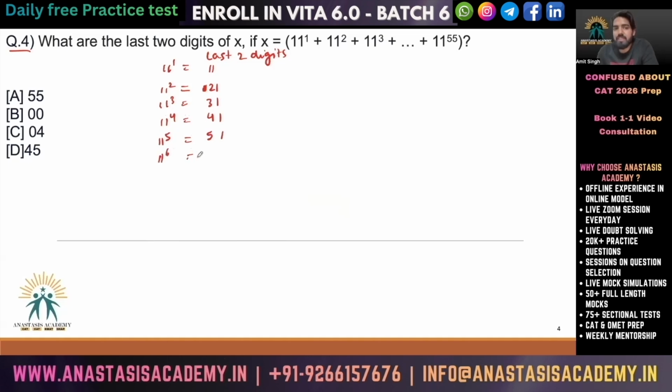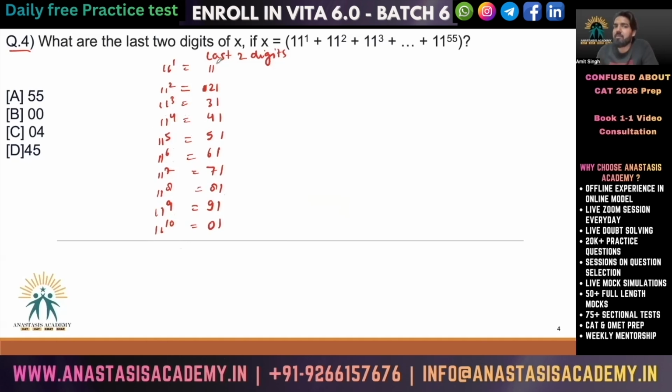Raised to the power 6, it is 61. Raised to the power 7, it would be 71. Raised to the power 8, it would be 81. Raised to the power 9, it would be 91. And 11 raised to the power 10, it would be 01. And again it repeats, right?